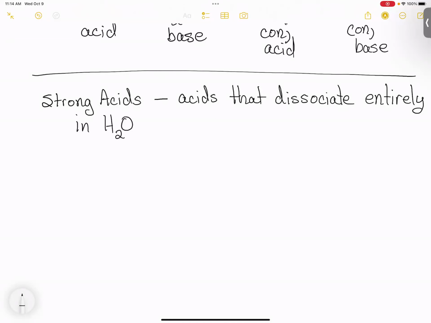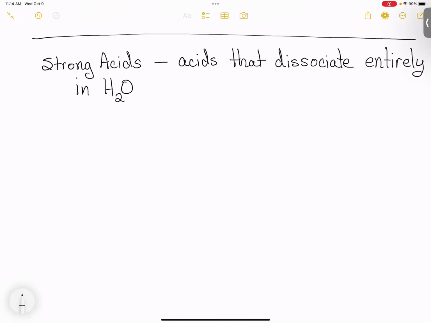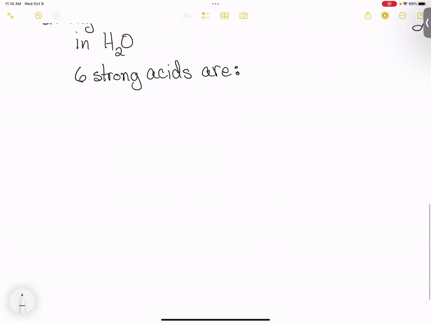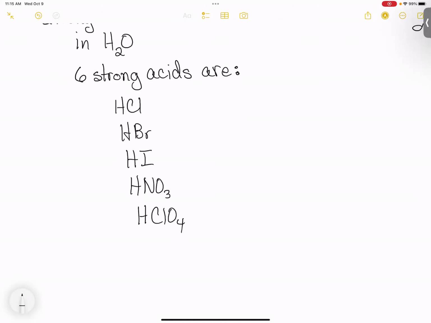Depending upon whom you've had, you were told that there were 6 strong acids. Those strong acids are HCl, HBr, HI, HNO3, HClO4, and H2SO4.